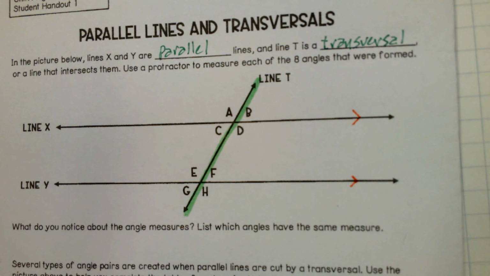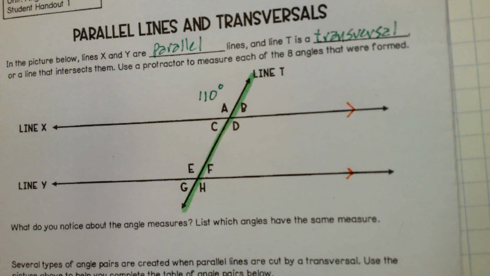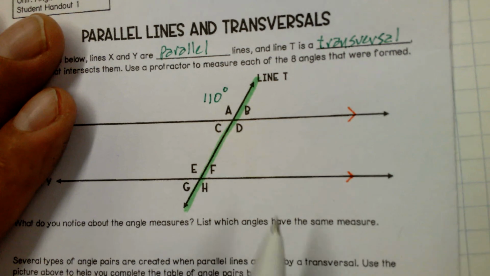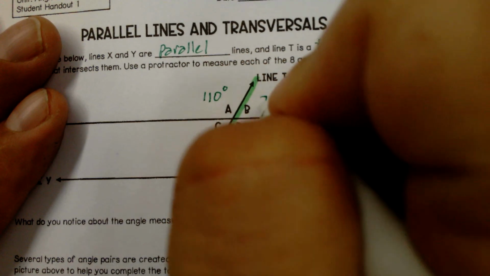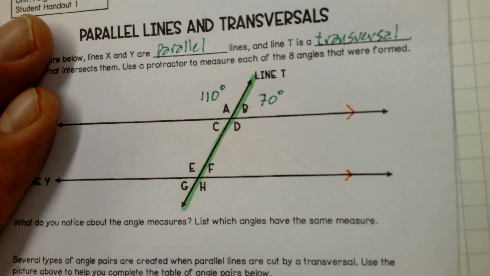We don't have a protractor, but let's just say we know the measurement of one of these. I actually took the measurement beforehand. I know that this angle here is 110 degrees. It says use a protractor to measure each of the 8 angles. So it turns out, if this is 110, this angle here has to be 70 because they're supplementary. They add up to 180. They're also a linear pair.